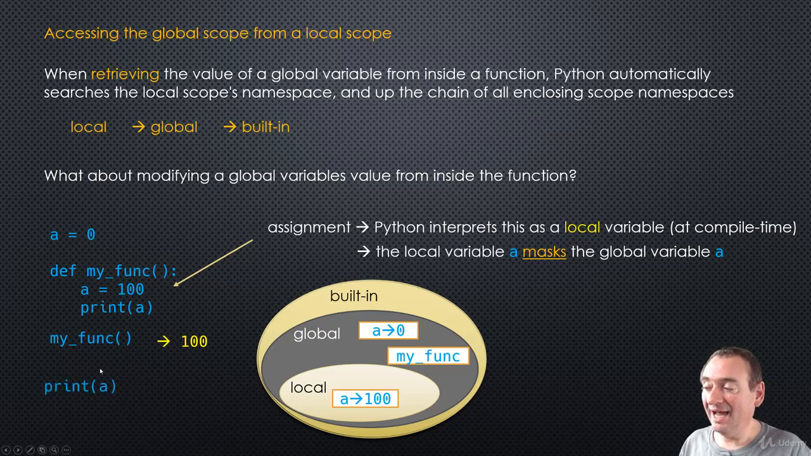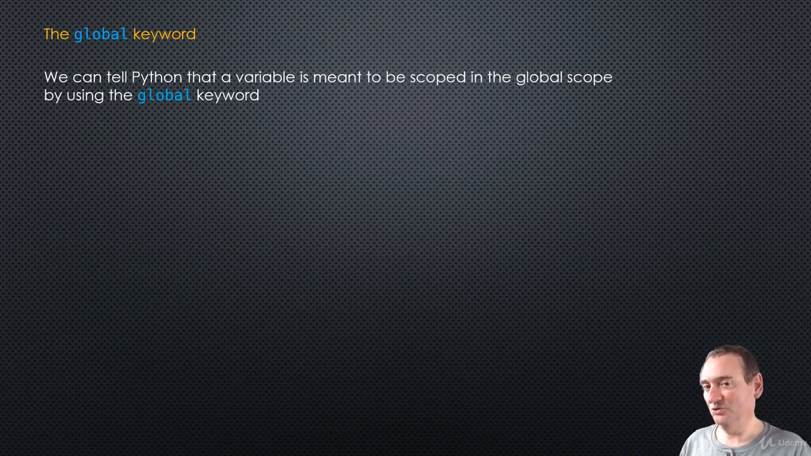And if we print A after myfunc has finished running, what are we going to get? Well, we're going to get 0. We didn't modify the global A, right? When we set A equal to 100, it didn't change the value of A in the module because it wasn't the same A, because they were in different scopes. So what if we do want to do that though? What if we want to change the value of a variable that's in the global scope from inside a local scope? Well, we can do that by using the global keyword.